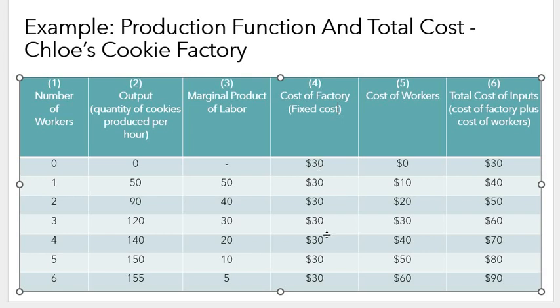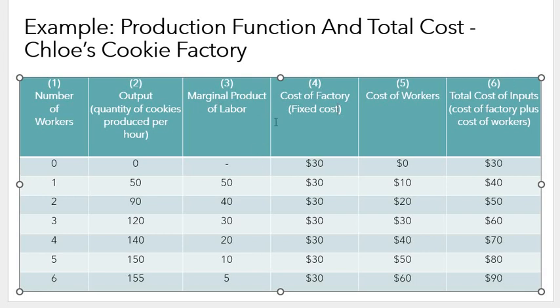You can just imagine. Column 5 is what we consider variable cost. It's the cost of workers, and it changes when the number of workers being hired changes. So if you hire one worker, you pay her $10. If you hire 2 workers, you pay them $20, because you need to pay each of them $10. So 6 workers, $60. It's variable with the number of workers you hire, okay?